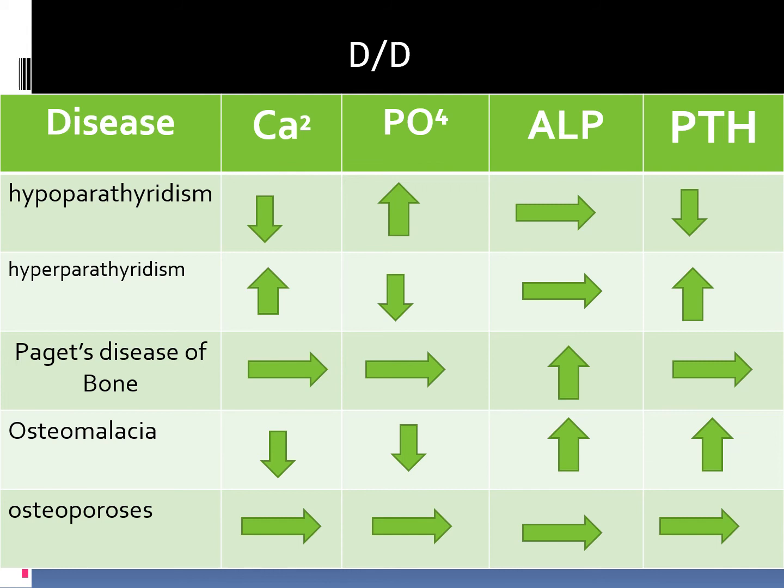In hyperparathyroidism, serum calcium is high, serum phosphate is low, serum alkaline phosphatase is normal, while the parathyroid hormone is increased. In Paget's disease of the bone, both serum calcium and phosphate are normal, alkaline phosphatase is increased, and parathyroid hormone is normal. In osteomalacia, both calcium and phosphate are low, alkaline phosphatase is strikingly increased, and the parathyroid hormone is also increased. In osteoporosis, all these biochemical findings are normal.